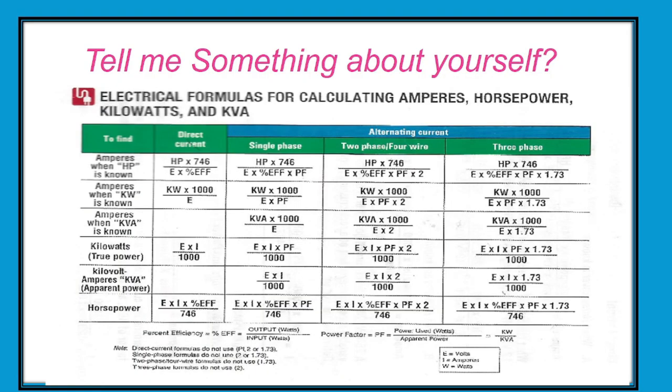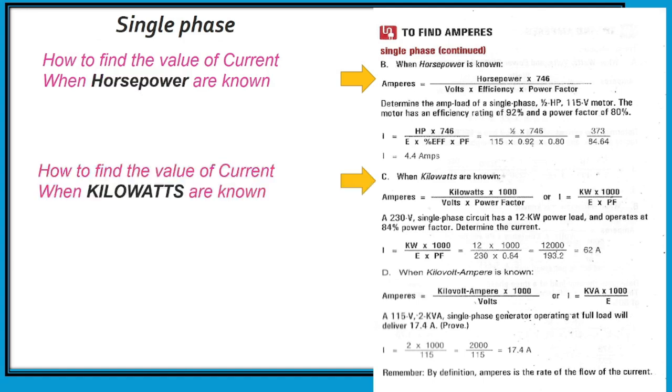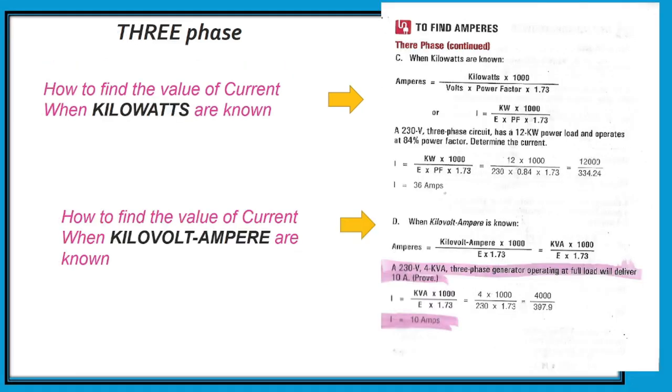The next one is electrical formula for calculating amperes, horsepower, and kilowatt. We have an example here, how to find the value of current. Look at it, just pause the video. And to find the current with known kilowatts. And to find the value of kilovolt amperes, this is for the single phase. And this one is for three-phase. The only difference for single phase and for three-phase is square root of 3.